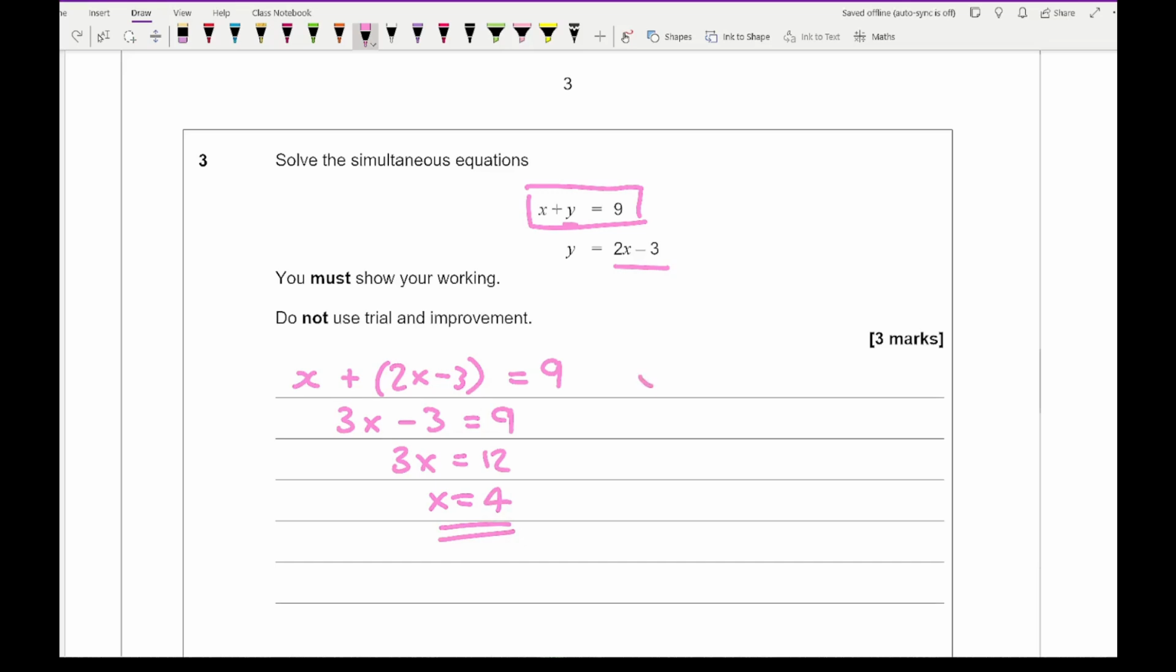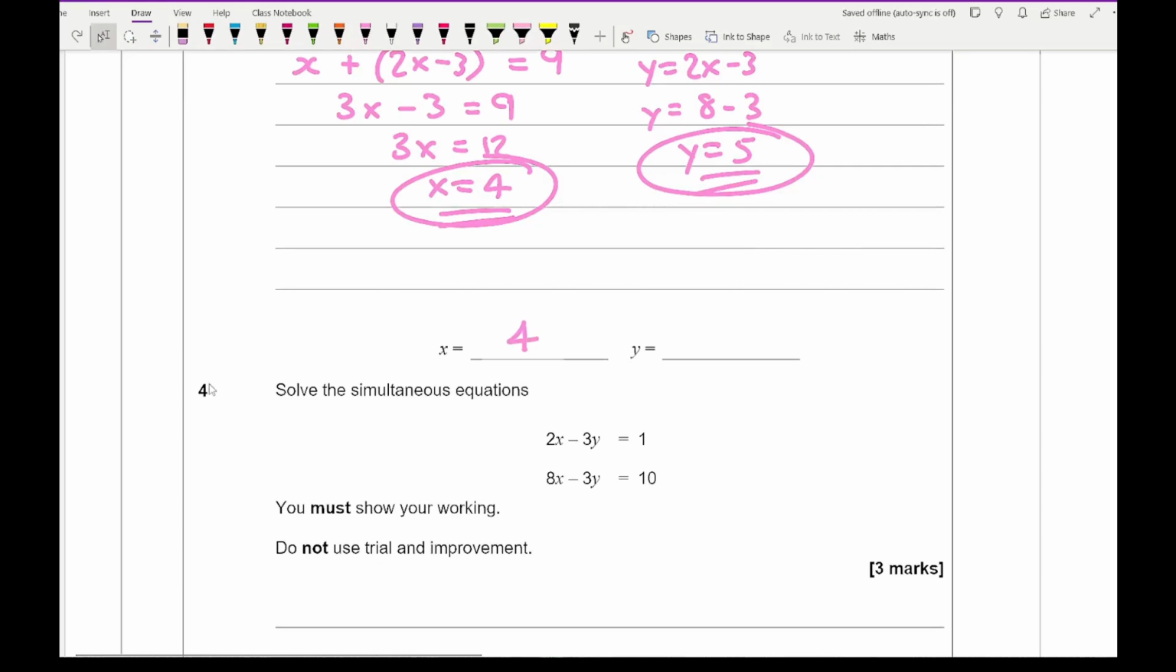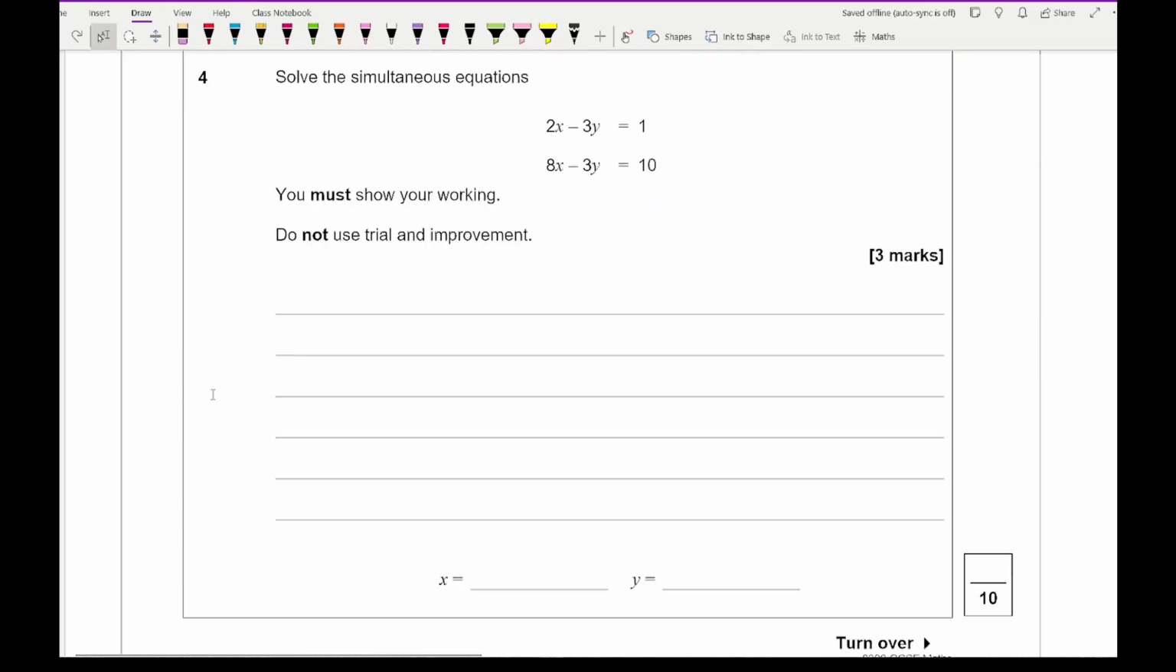So then using y equals 2x minus 3, I know x equals 4, so that's going to be 8 minus 3. So y equals 5, and there are my two answers. So in the answers section, I can then just write 4 and 5. Moving on to question 4, it says solve the simultaneous equation. So again, it must show your working out, so not guess.